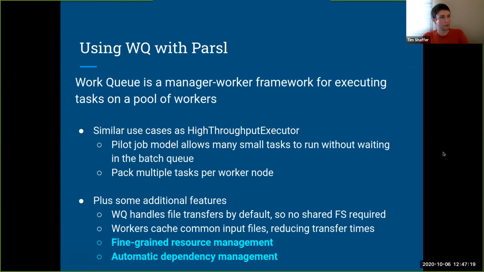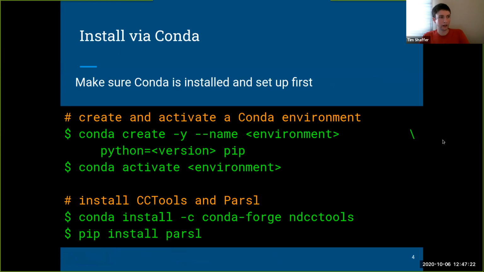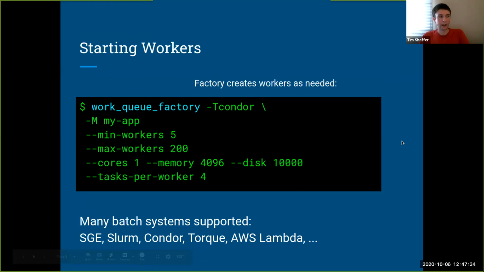dependency management. To get everything, the easiest way is to just use Conda. You can install CCTools, Parsl, Python, everything you need through there. And Parsl also supports pip. Once you've installed CCTools, you'll need to get some workers to connect to your Parsl application. The recommended way to do that is with WorkQueue Factory.